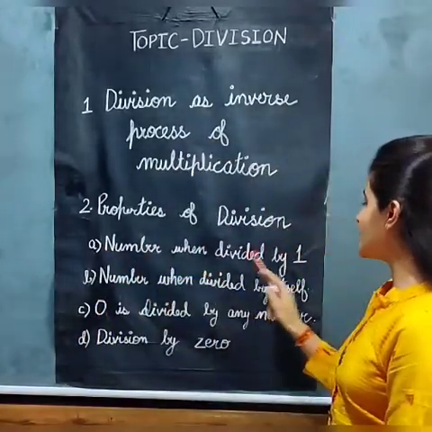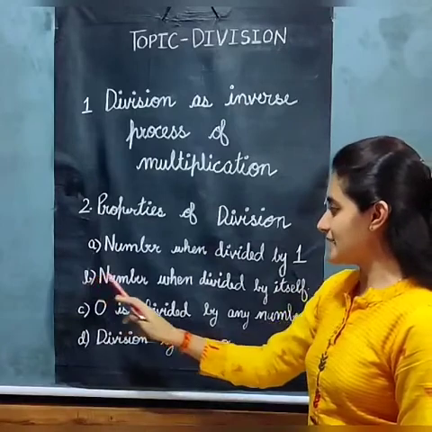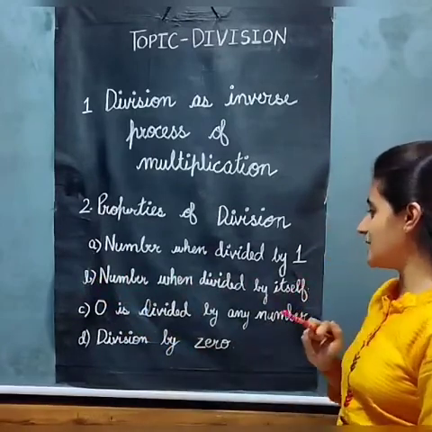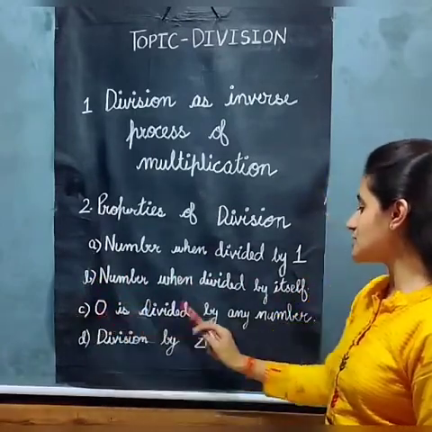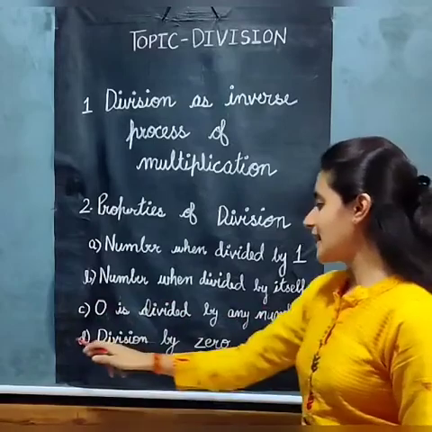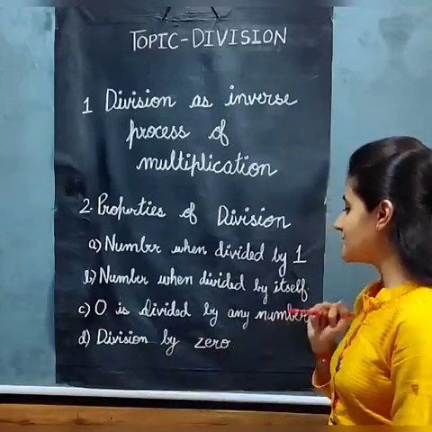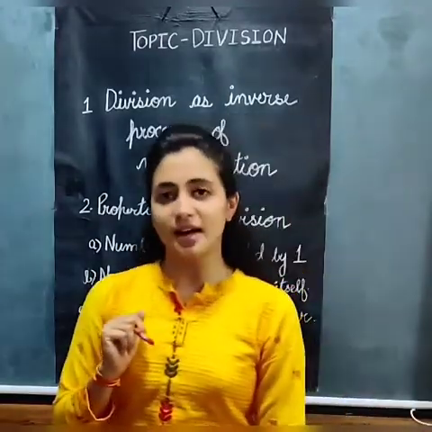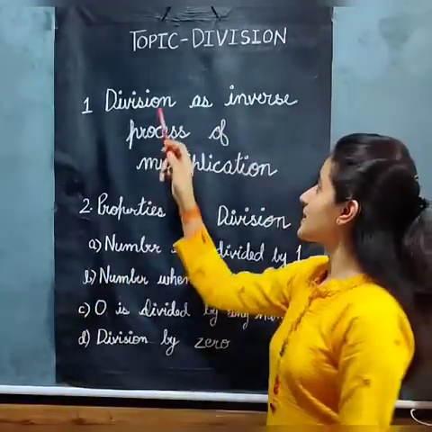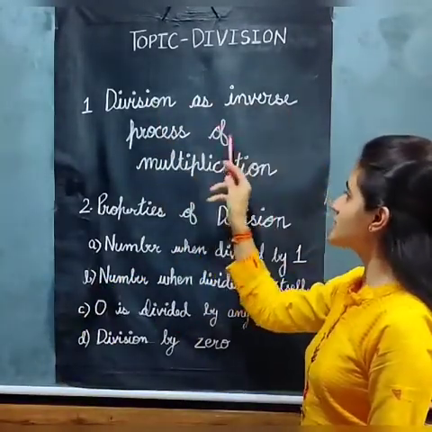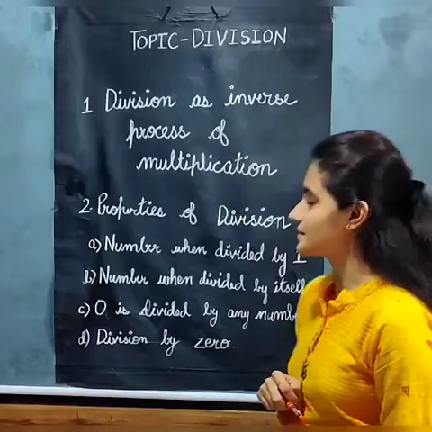First, number when divided by 1. Second, number when divided by itself. Third, 0 is divided by any number. And last, division by 0. First, let us start with the first topic. Division as inverse process of multiplication.